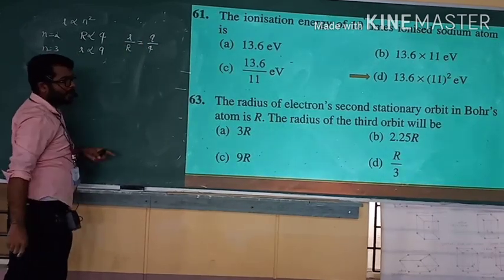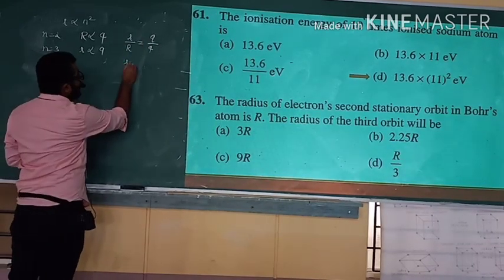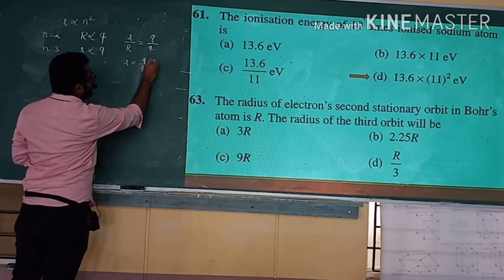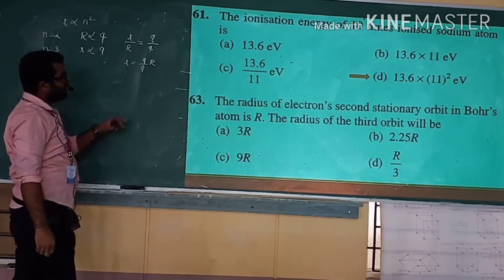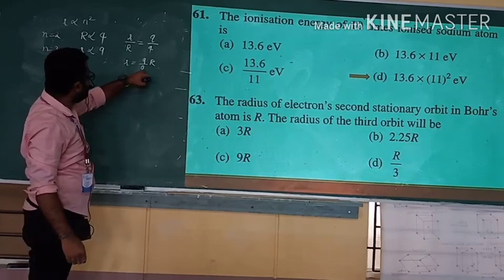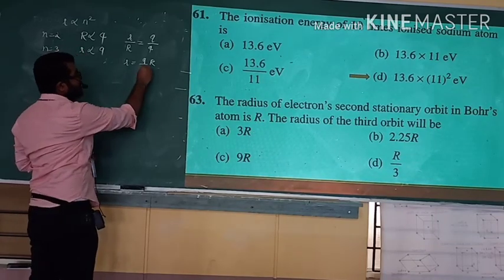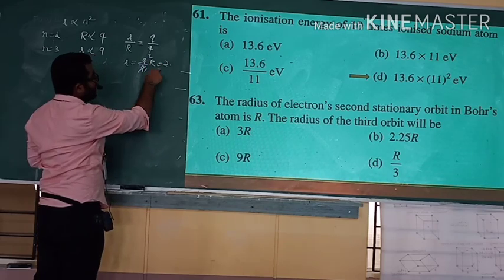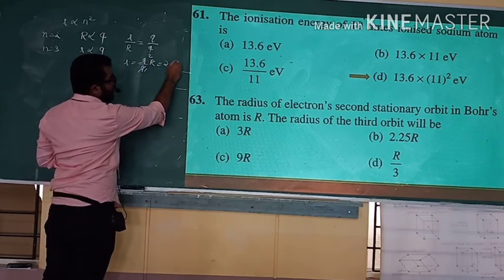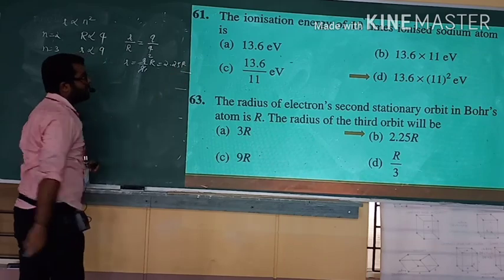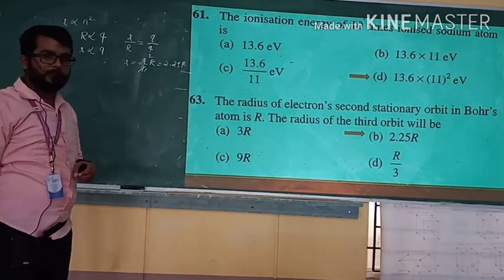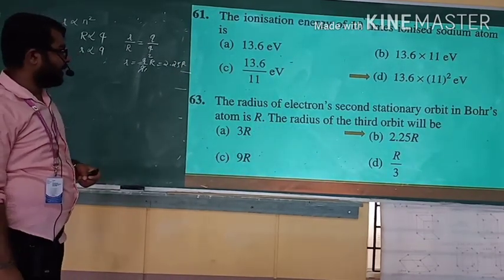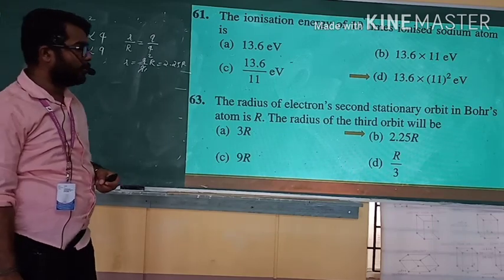What I need is small r, the radius of the third orbit. That is r is equal to 9 divided by 4 into capital R. But 9 divided by 4 is not visible in the options, so you can solve it: 4 ones are 4, 4 twos are 8, so it will be 2.25 R. So the radius of the third orbit will be 2.25 R.